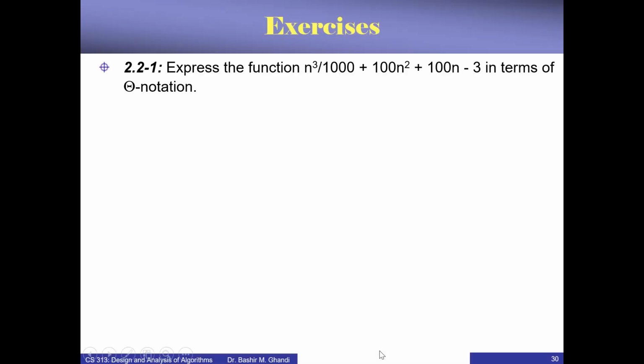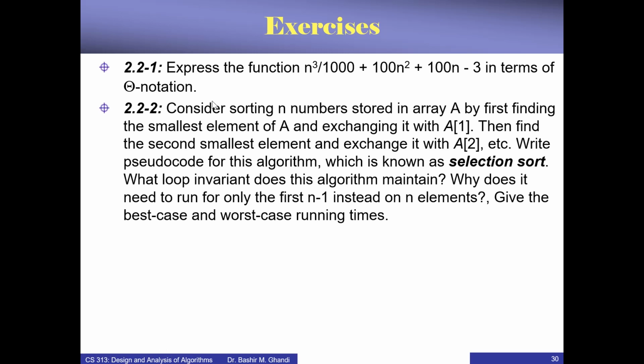Also under section 2.2, we have the following. Express the function n cubed over 1000 plus 100n squared plus 100n minus 3 in terms of theta notation. What is this in terms of theta notation? So this is very trivial actually, but the second part is asking you to come up with an algorithm for selection sort. Let's go through it.